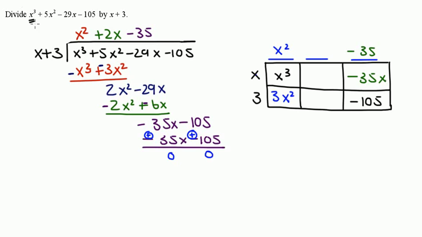Now what we have to do is we have to refer back to what we're given at the start. So we have to refer back to our x cubed plus 5x squared minus 29x minus 105. So inside the grid I have my x cubed, I have my minus 105. I have minus 35x, but I need it to be minus 29x. So that means I need to add on 6x.